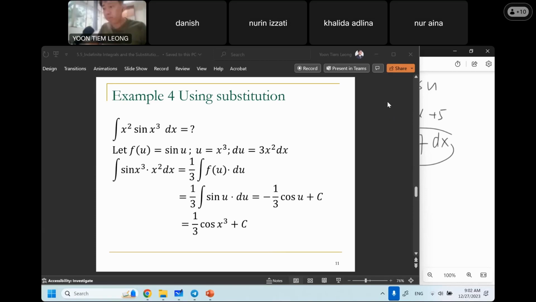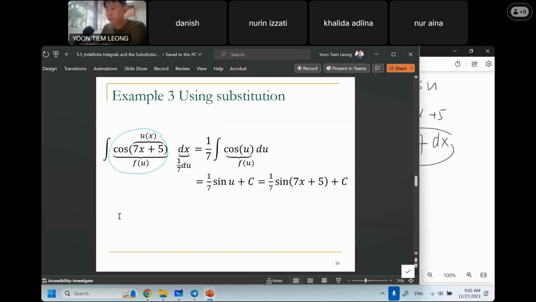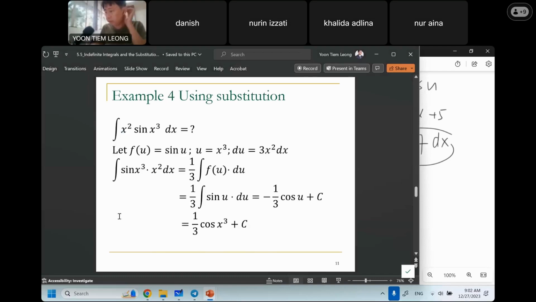This is a video recording for the second part of topic 5.5, indefinite integral and the substitution rule. Earlier on, we have discussed theorem 5, the substitution rule, and discussed already example 3. I'm continuing to discuss the rest of the examples in the lecture notes for this subtopic, that is, to apply the substitution rule to perform calculations of this sort.